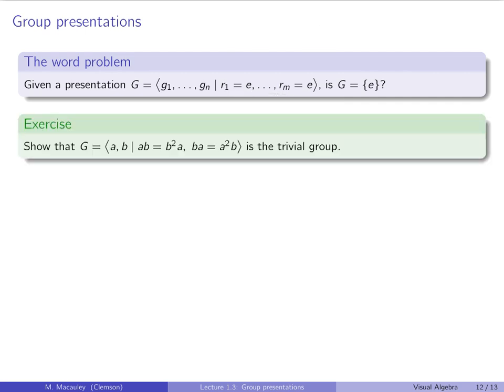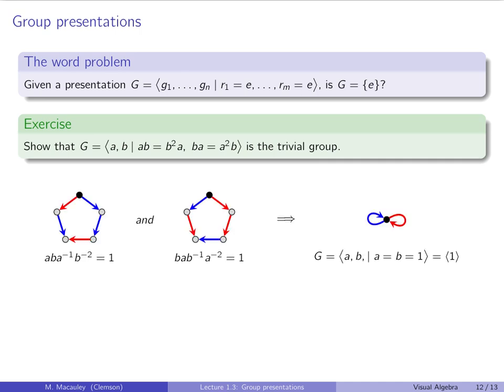And as an exercise, here is a presentation, group generated by A and B subject to AB equals B squared A and BA equals A squared B. That's actually the trivial group. What this is saying pictorially is that anytime you have a Cayley graph on two generators and you have this motif everywhere, red blue equals blue blue red, that's this, and red blue equals blue red, that's this, then that has to collapse down to the trivial group.